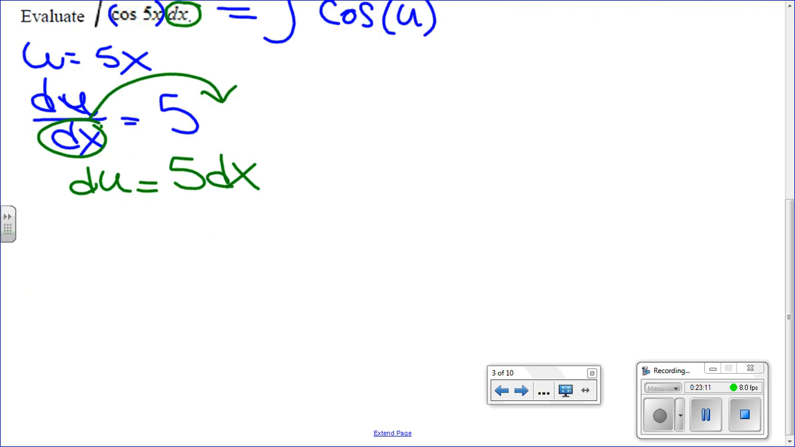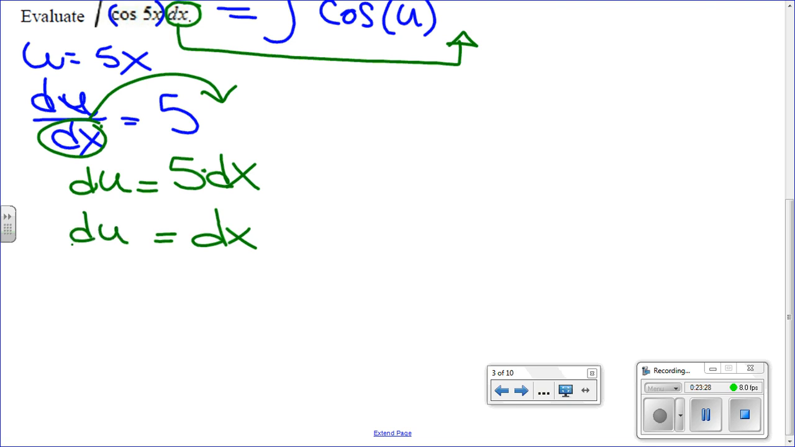If you notice on the problem, we only need dx. So I need to isolate dx, leave it by itself. The 5 is multiplying dx. So if I get the 5 back on the left, what is it going to do? Instead of multiplying, it's dividing. Now du divided by 5 is equivalent to 1/5 times du.